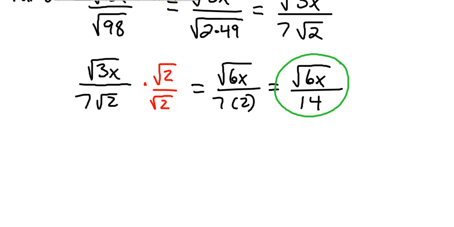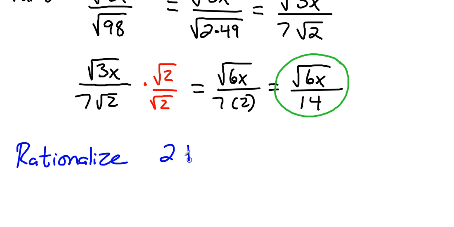Okay, and then the last thing they're going to look at in section 6. Still rationalizing. And they word it a little bit different, but basically this part, you're going to rationalize a 2-term denominator.